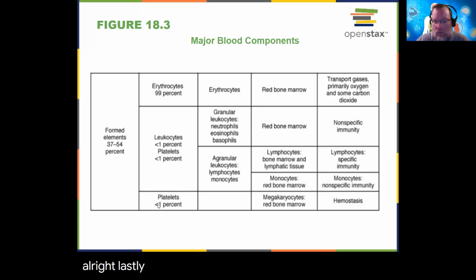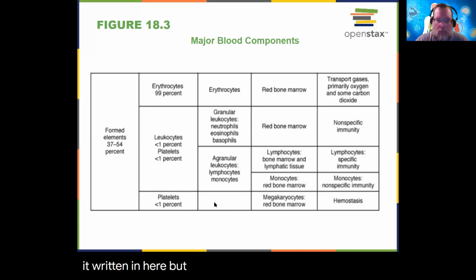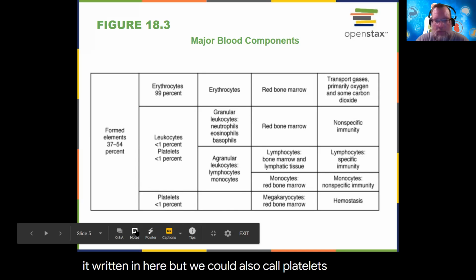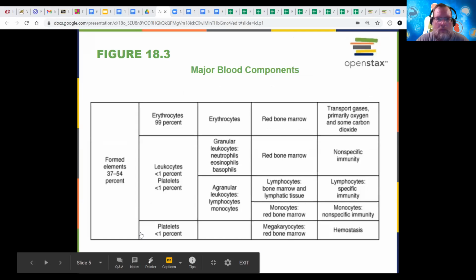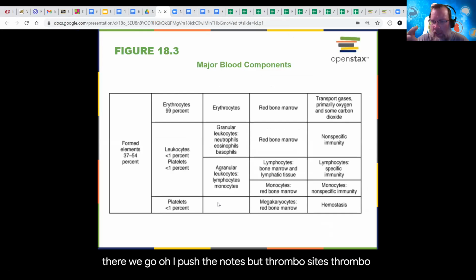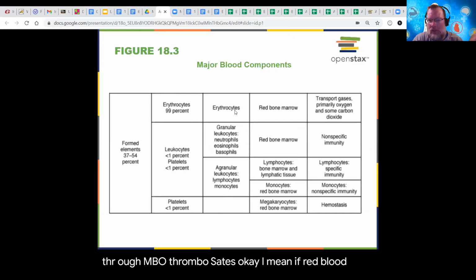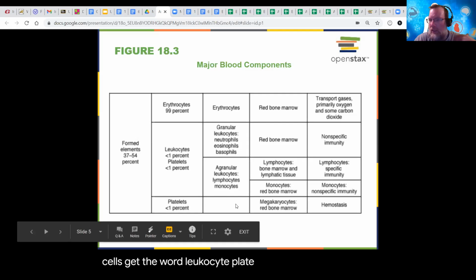All right, lastly, we have what are called platelets. Again, less than 1% of your blood volume is platelets. I don't have it written in here, but platelets could also be called thrombocytes. Thrombo, thrombocytes. Okay. If red blood cells get a fancy name, erythrocytes, and white blood cells get the word leukocyte, platelets need a science name, so we call them thrombocytes.